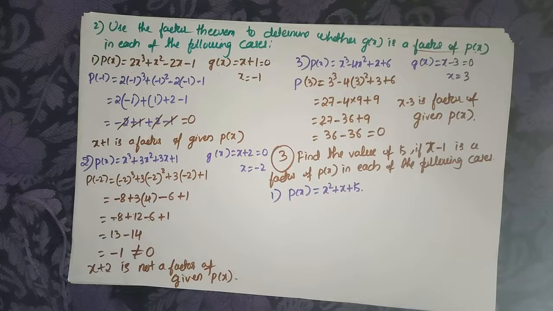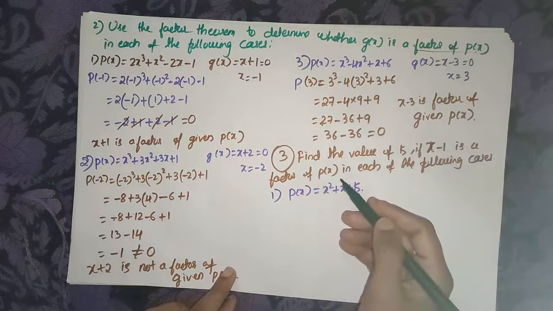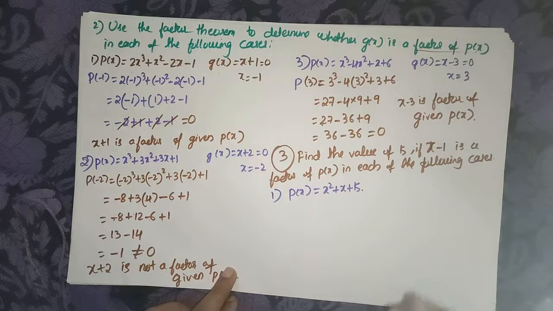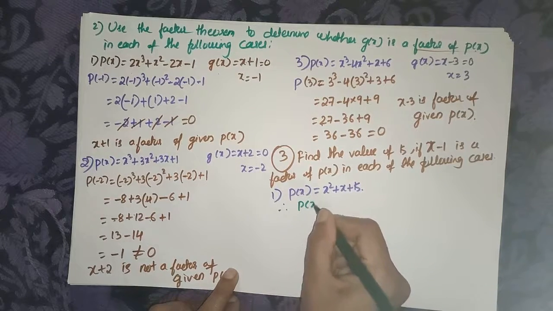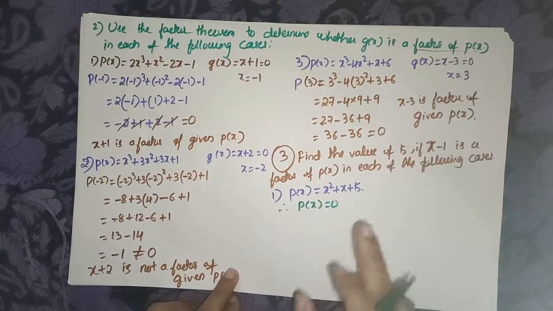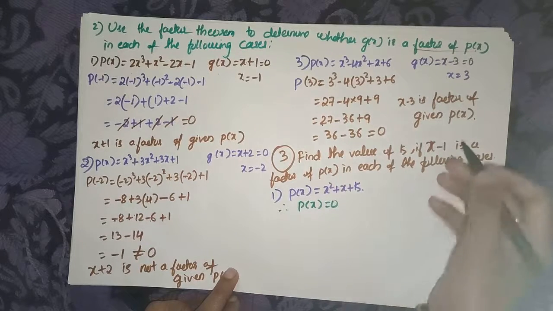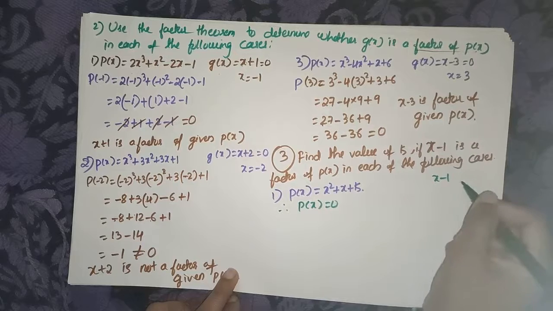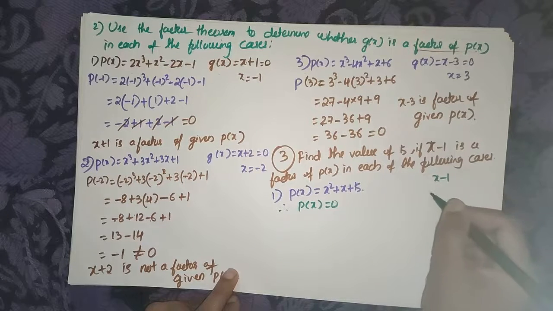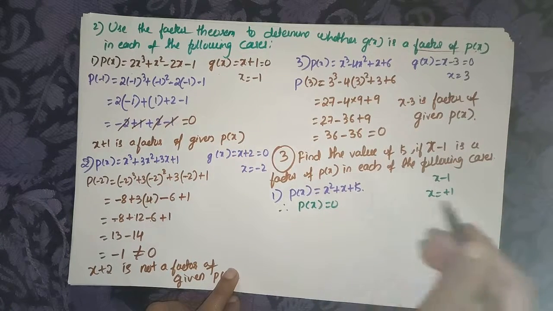Here, the third main question is find the value of k if x minus 1 is a factor of p of x. Here they have given that x minus 1 is a factor, which means p of x is 0. Then we need to find out the value of k. So here x minus 1 equals 0, then x equals 1. So we need to substitute x is plus 1.